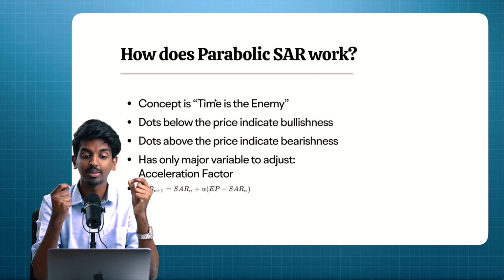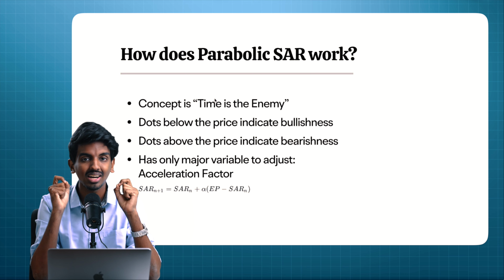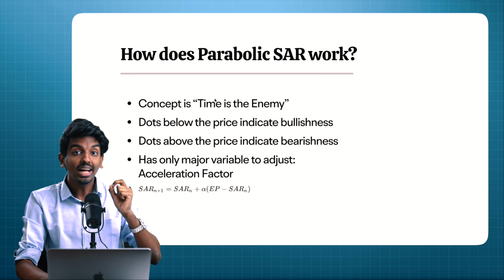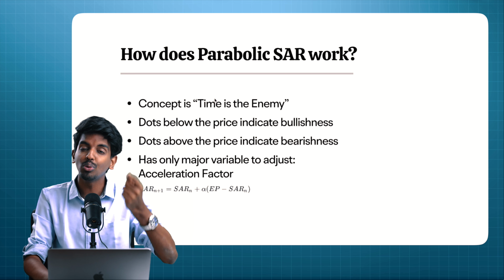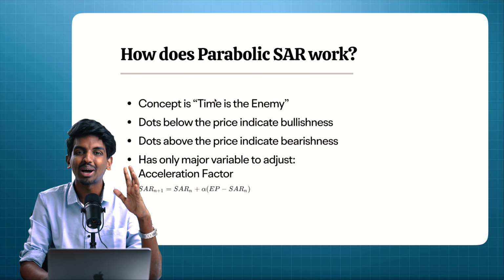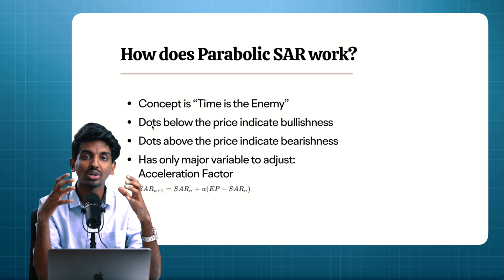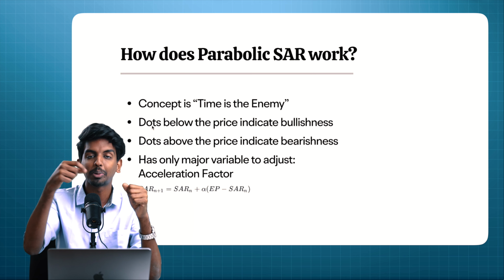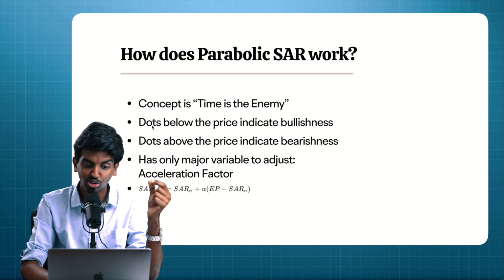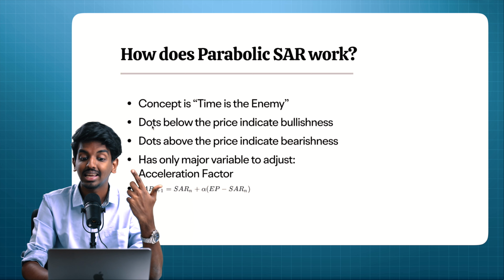So then let's get into how does parabolic SAR work. It works with the concept of time is the enemy. So if you're going to catch reversals, you need to catch it early. And that's the entire concept of this indicator. How do you catch the reversals, or how do you catch new price trends as early as possible? Okay, so you do not have any time to waste. That's the concept. Now, it is plotted as dots in the price chart. Okay, so if you have the price candles moving, it's like dots which follow the price in the price chart. So dots below the price indicate bullishness and dots above the price indicate bearishness.